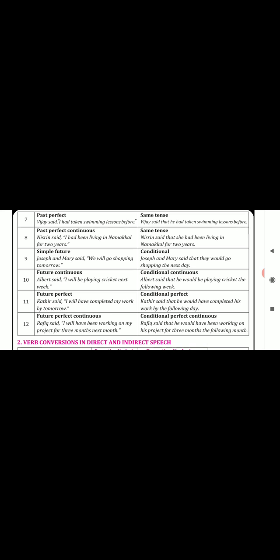Future perfect continuous. So Rafiq said, "I will have been working on my project for 3 months next month." In indirect speech, Rafiq said that he would have been working on his project for 3 months the following month.